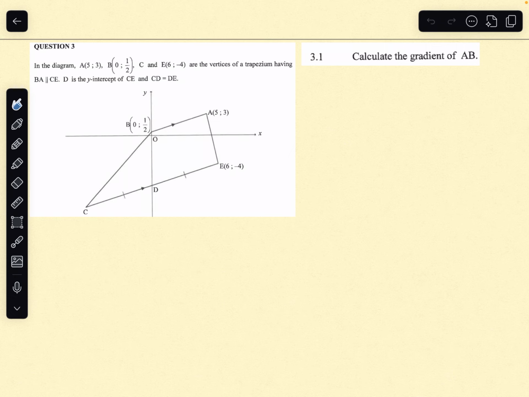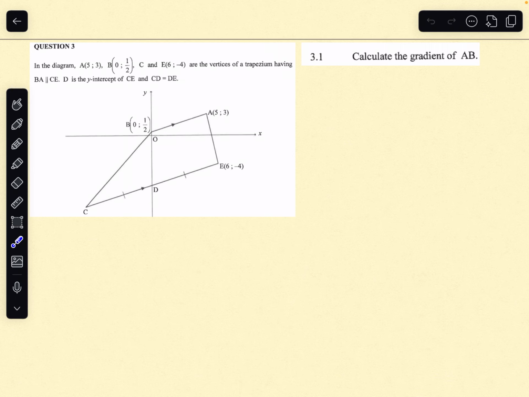In the diagram, we have a point A whose coordinates are 5 and 3. B, whose coordinates are 0 and a half, so just above the origin. E, whose coordinates are 6 and minus 4. And C, sorry, I skipped C, whose coordinates we don't know.